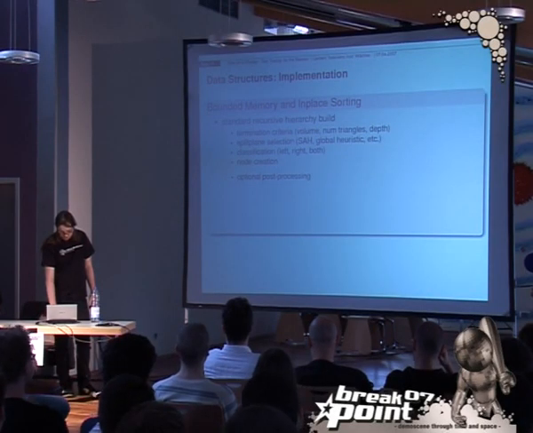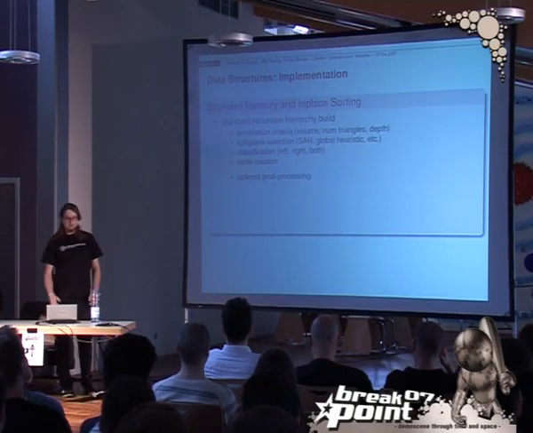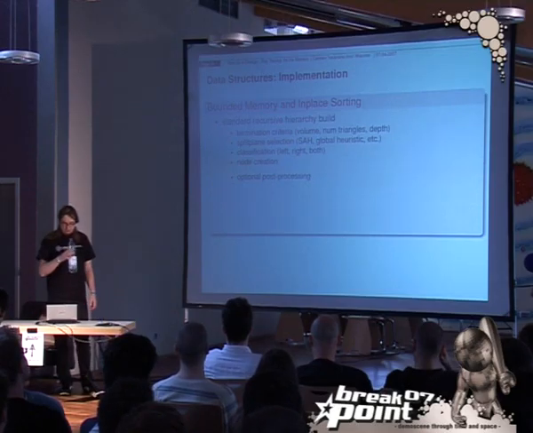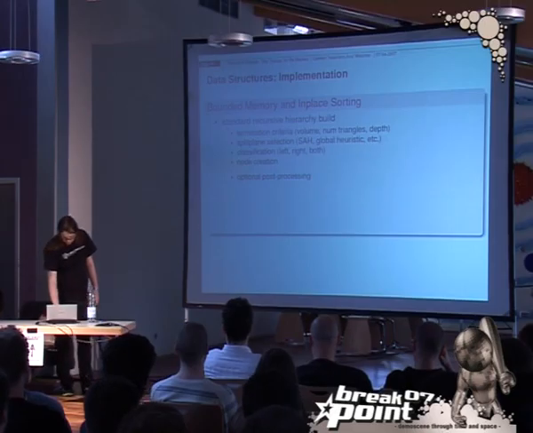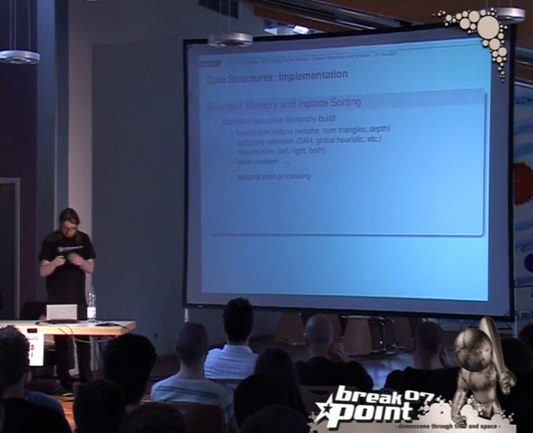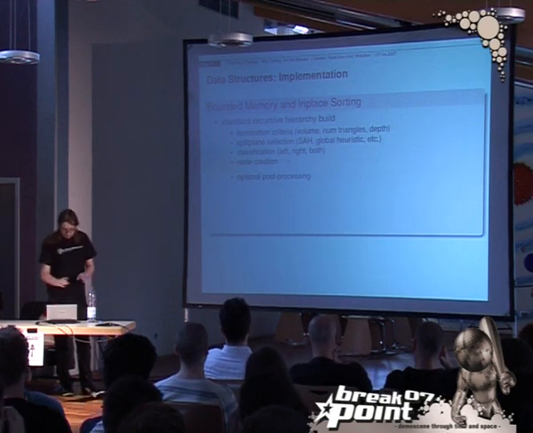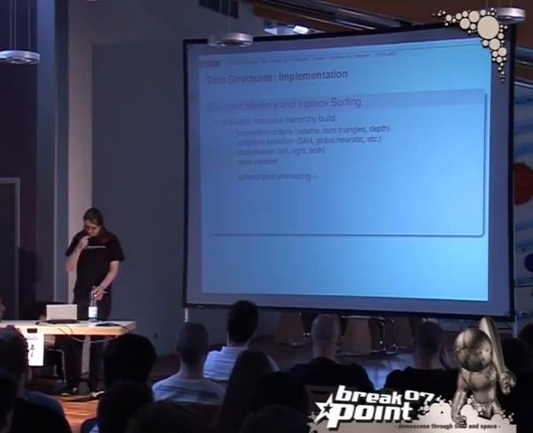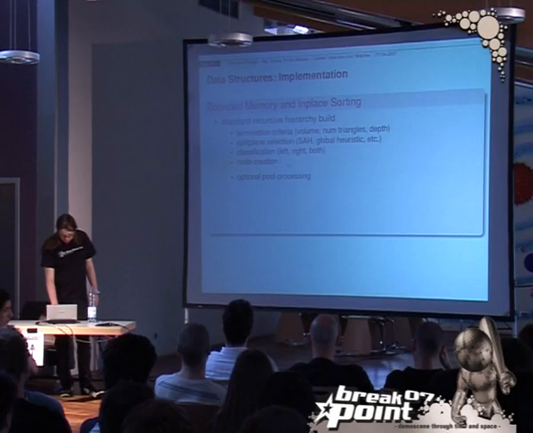Then you do a split plane selection. So where will the node be split? So you use the SAH or our global heuristic or some of the easy heuristics. Then you do a classification, so which triangles will go to the left or to the right, or in the case of the KD tree, which are going to both. Then we create the node, and this is done recursively until all leaves are created. You can do some optional optimizing of the tree, but this is most of the time overkill, especially if you have dynamic scenes.